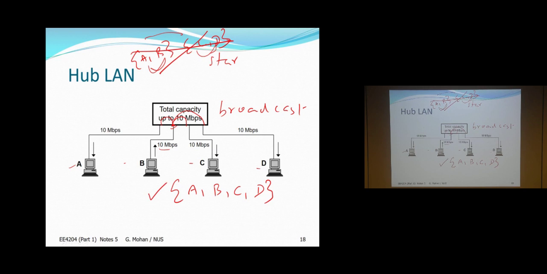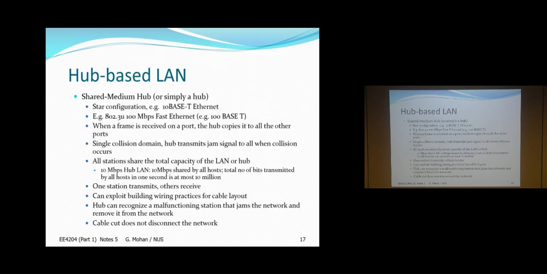Again, the aggregate throughput here is only 10 Mbps because it's a broadcast medium. All stations or hosts share the total capacity. A 10 Mbps hub line, for example, is shared by all hosts. The total number of bits transmitted in one second can be a maximum of 10 million bits.